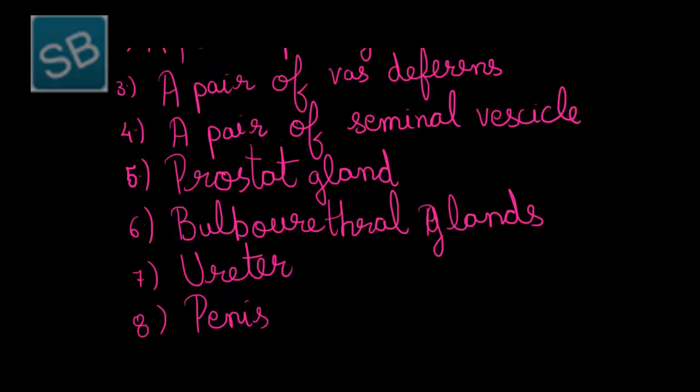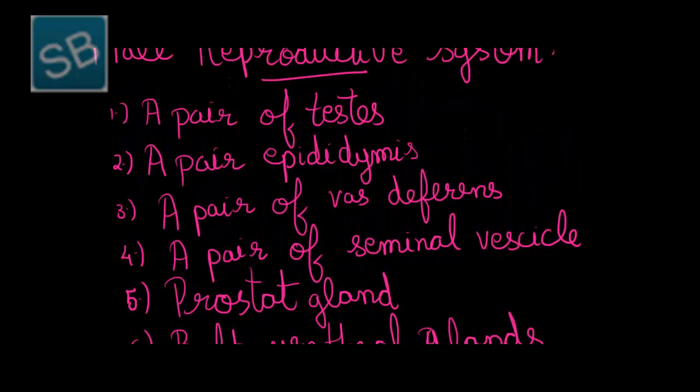Thus, these are all the organs which are the main and accessory reproductive organs in males. Out of these, a pair of testes, epididymis, and vas deferens are the main reproductive organs of the male, while the rest remain accessory reproductive organs of the male. Let us start with the first and main reproductive organs of the male.